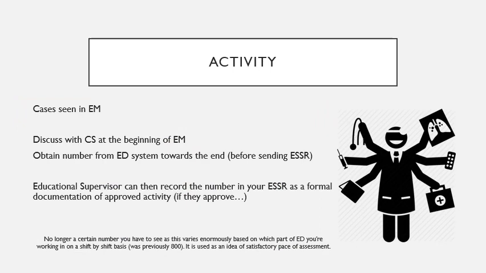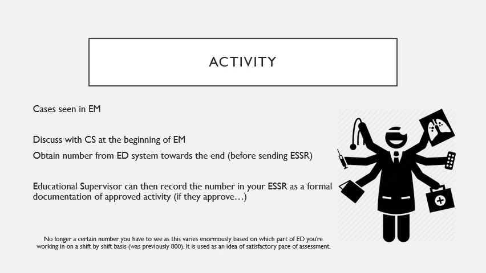Your measured activity is the number of cases you've seen in emergency medicine. Your activity isn't formally measured in your acute medicine placement. You need to mention this to your clinical supervisor during your initial meeting so that you both know how the information is going to be obtained at the end of the 6 months.